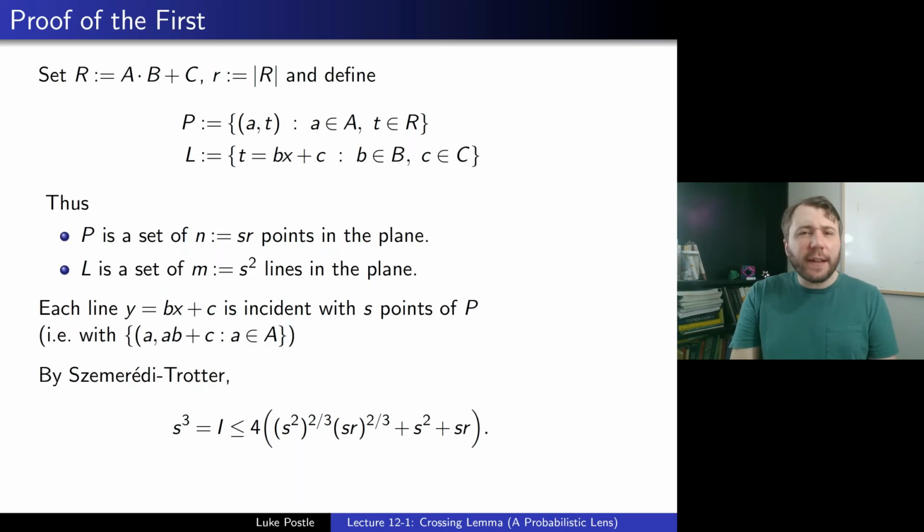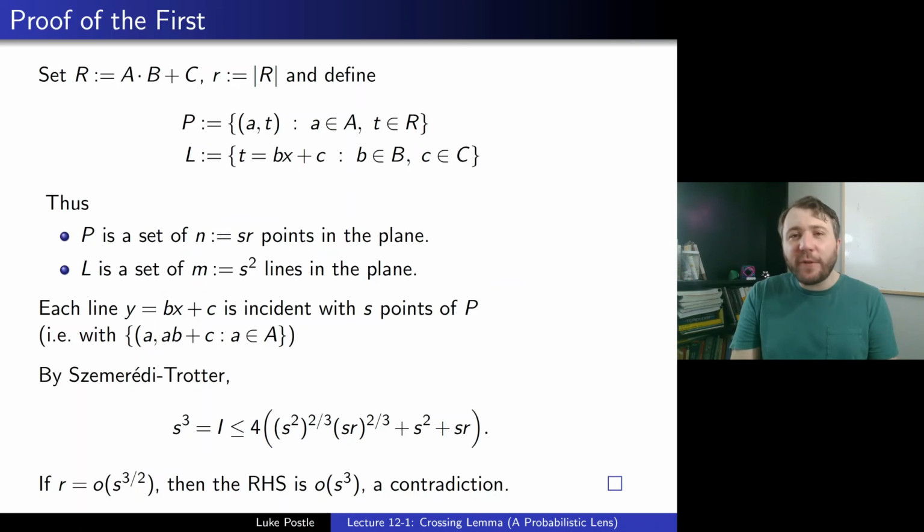Now you look at that right-hand side, and you'll realize that if r was little o of s to the 3/2, smaller than what we were assuming, what would happen? Well, it cleans up to s squared times r to the 2/3, so that first term would be little o of s cubed, and the other terms would be as well. They'd be s squared and little o of s to the 5/2. So altogether, the right-hand side would be little o of s cubed, which would be a contradiction.